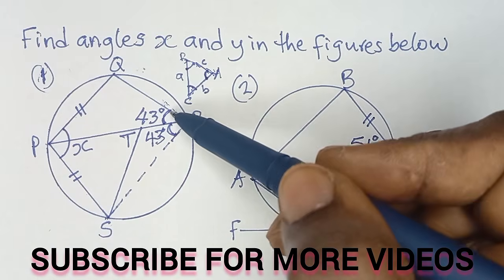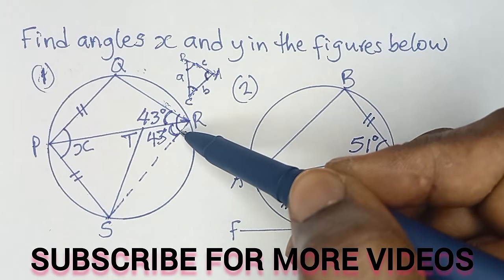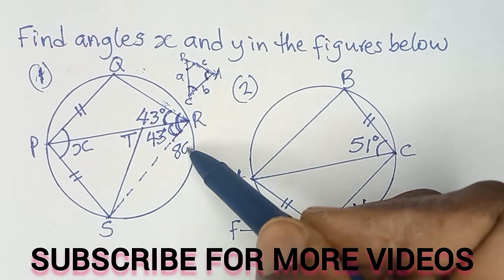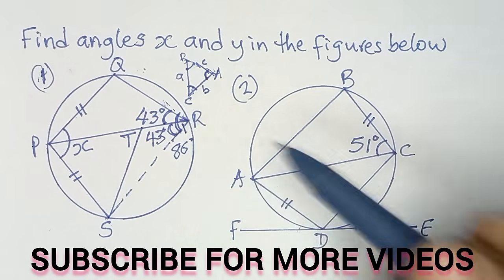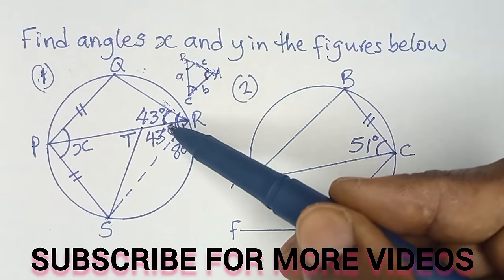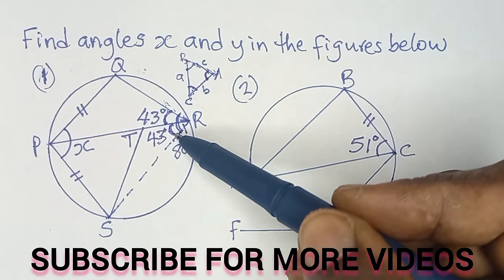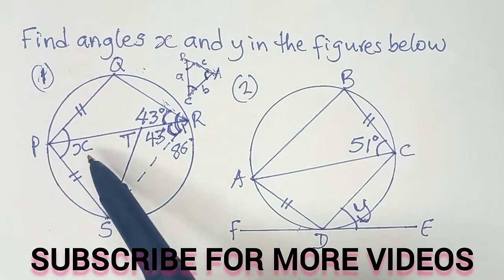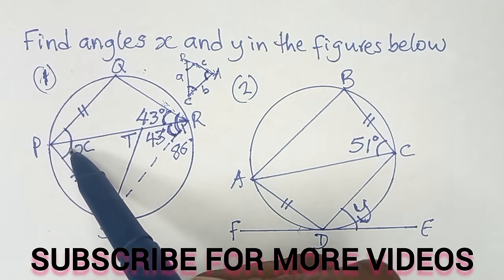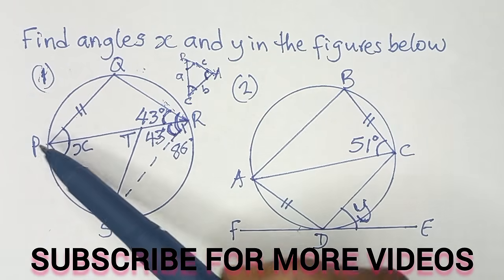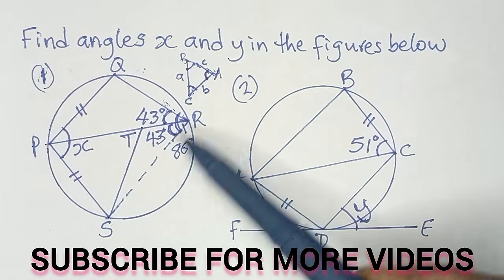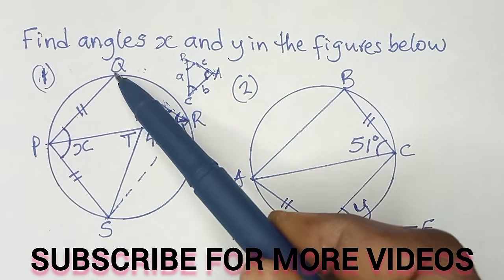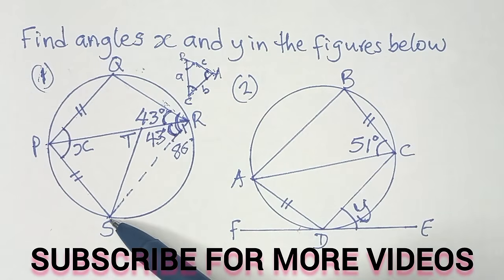Then the whole of this angle now, you agree that the whole of this angle is 86 degrees. That is the whole of the angle. That's 43 plus 43 will give us 86 degrees. Then we now look at the opposite angle of the quadrilateral. Don't forget, PQRS is a cyclic quadrilateral.